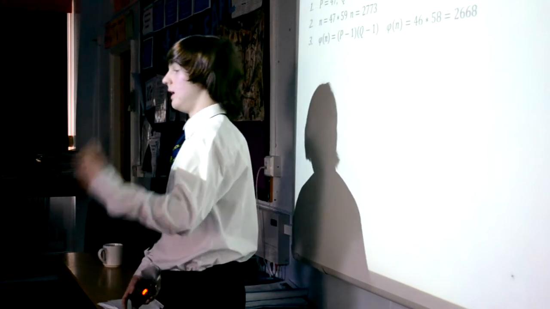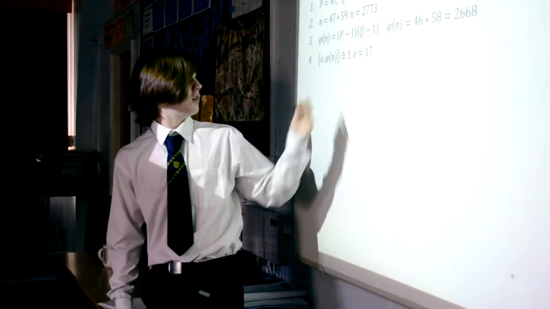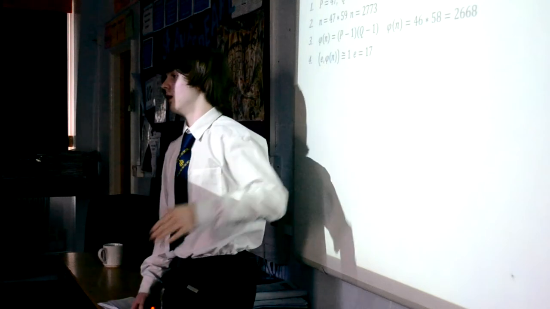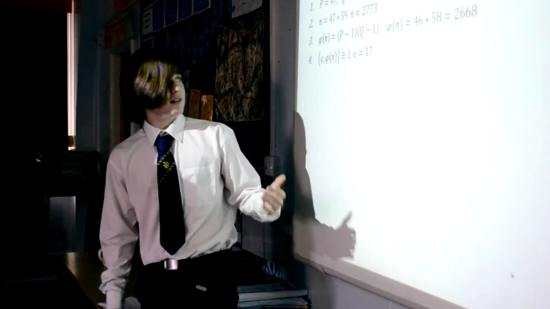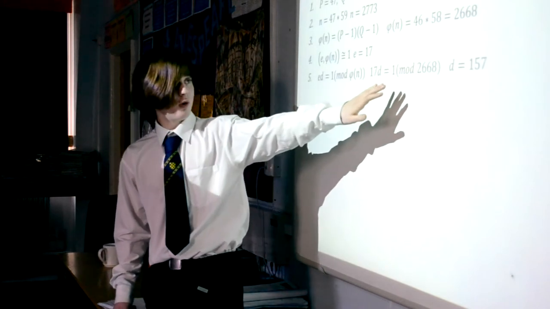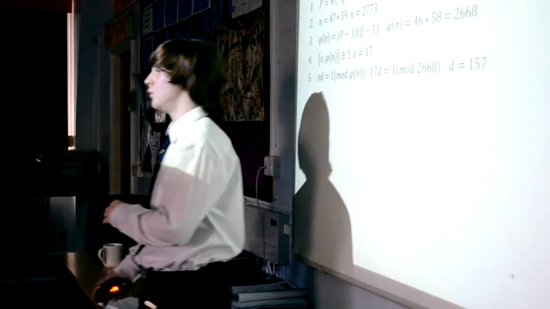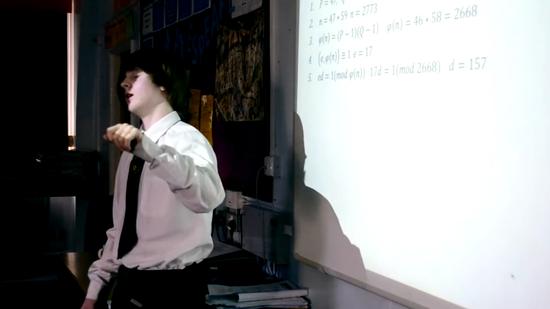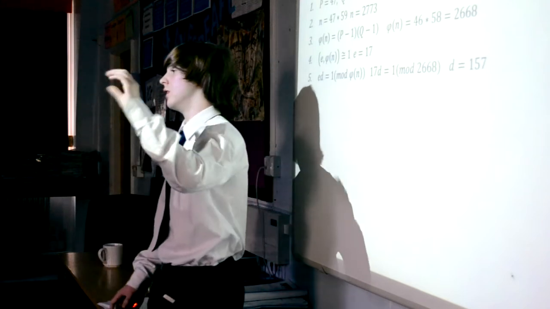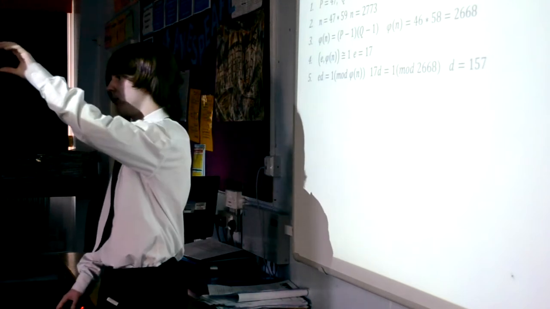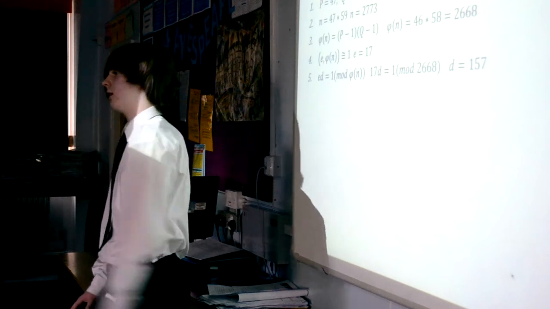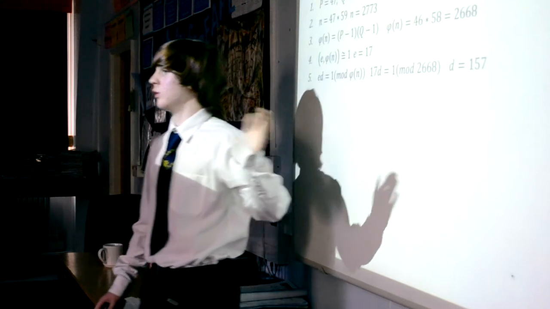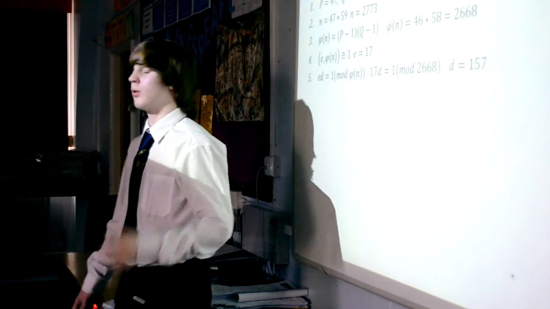Now we need to find E, where E and phi of N are coprime, and it just so happens I've picked it to be 17 because it gives me a very nice number for D. To find D, we use Euclid's algorithm, which gives the greatest common divisor of these two numbers. Euclid's algorithm is essentially you divide one number by another, and the remainder of that is then divided into the previous divisor, and this continues until you get a remainder of 0, and that tells us our greatest common divisor. It's not entirely necessary in this case because we're using small numbers, but when you're using massive semi-primes, it's very useful.